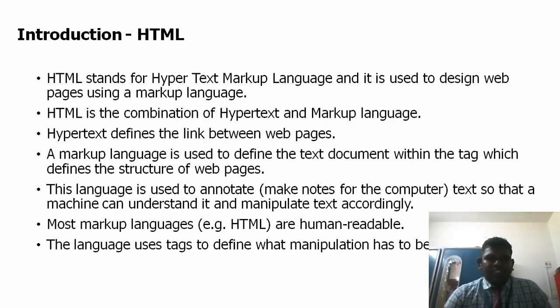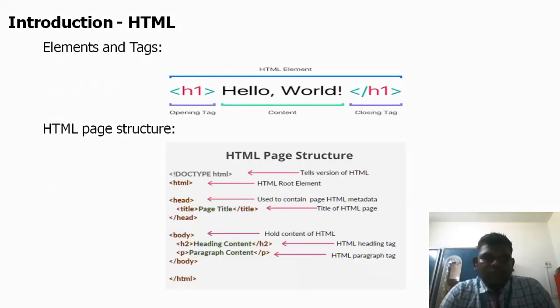Most markup languages, for example HTML, are human readable. The language uses tags to define what manipulation has to be done on the text.